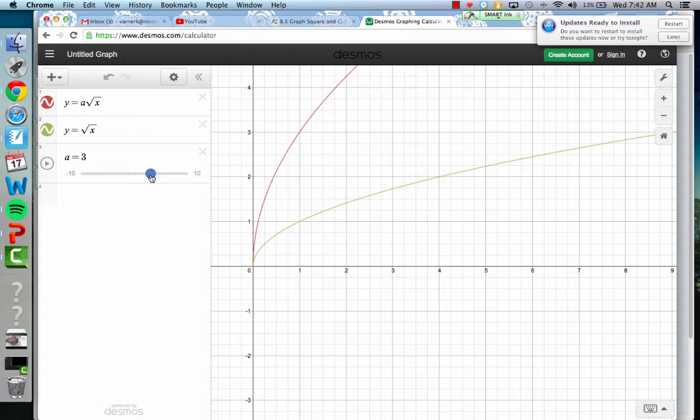So this is getting stretched vertically going all the way up. And the same thing would be happening if I had a 2 or a 4 or an 8. And notice that the higher up it goes, the more stretched it gets. And if it's negative, it still gets stretched, but it goes the other way, so it's going down. So you have to be careful of that.